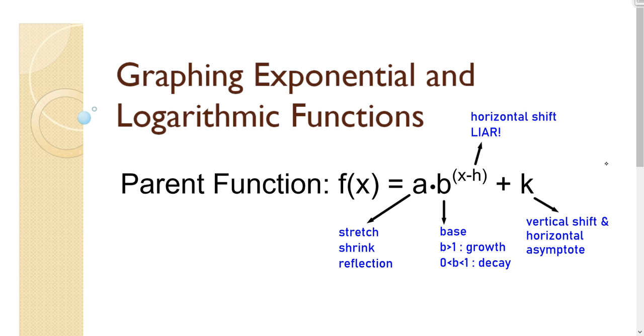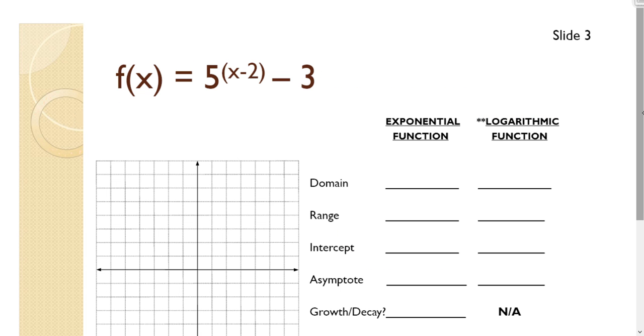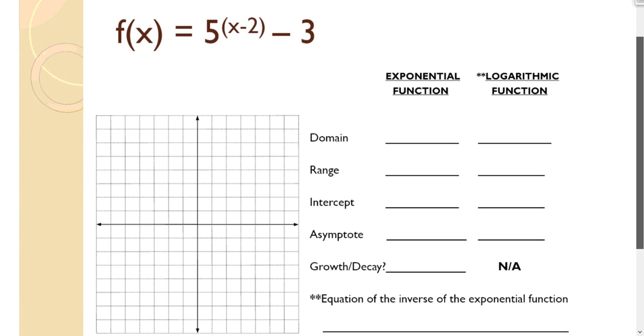So let's take a look at a few more examples of how we can graph exponential functions, but this time with those transformations. So the first one that we're going to look at here is f of x equals 5 raised to the x minus 2, minus 3. So we can see here that there's going to be two transformations. There's going to be a horizontal shift of 2 units and a vertical shift of 3 units.